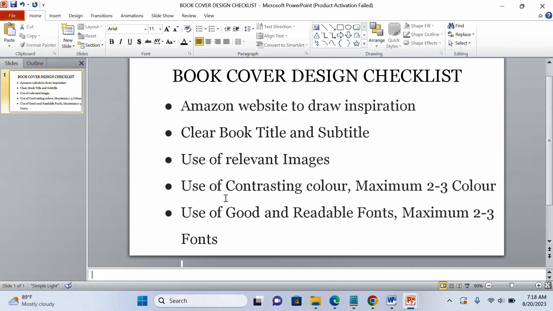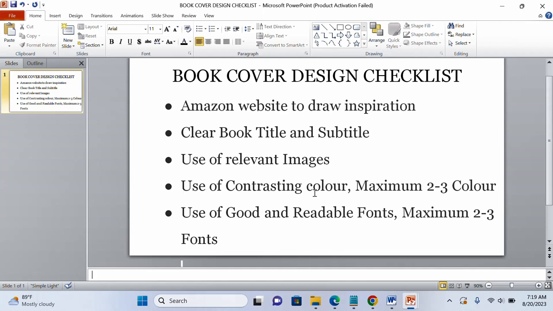These are the checklists that might result in a best-selling book cover. Make sure that your book title is clearly written, and your book subtitle also. Use relevant images that are related to the book. You cannot be creating a book on weight loss and be using an image of, for example, a man hugging a woman. That is a relationship, and this is actually very wrong. Use an image that talks about the book title and the book subtitle. I'll show you how you can get those images too.